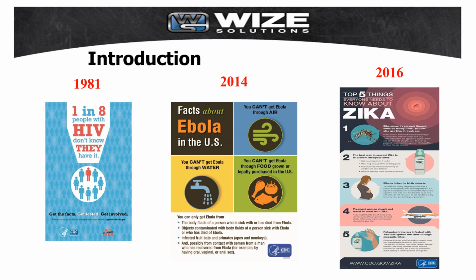Over the years, there have been outbreaks of diseases around the world. Three examples of outbreaks that have affected the U.S. include the 1981 outbreak of HIV, the 2014 outbreak of Ebola, and, most recently, the 2016 outbreak of the Zika virus. All three are examples of diseases that can spread through contact with infected blood or other bodily fluids.